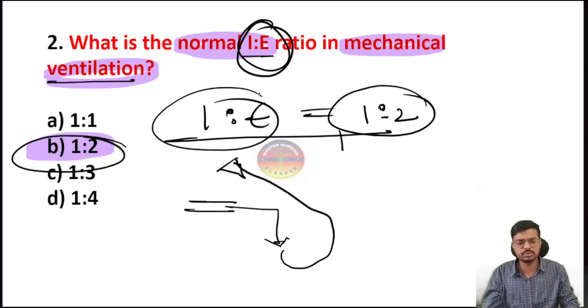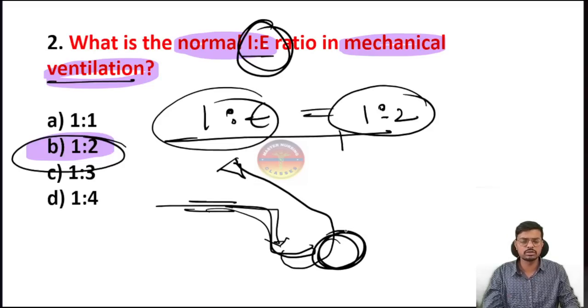If I keep the inspiration ratio more, it will keep on delivering more oxygen, so there may be a chance of damage to the alveoli. It may lead to barotrauma. Barotrauma means the alveoli will rupture because of the pressure. Alveolar rupture means the air will leak into the pleural cavity, so there is a chance of pneumothorax.